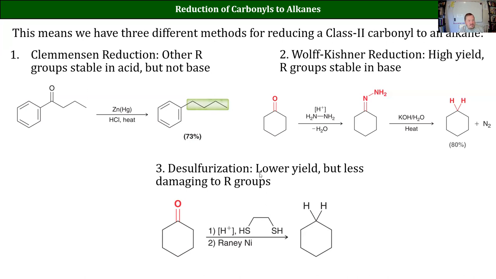If we have this other process called desulfurization, it doesn't have the same yield, but we're doing this under acidic conditions, and acidic conditions are usually less dangerous to your other functional groups that might be around. So if we have a functional group that will react with a base, maybe a haloalkane, maybe there's a chloride attached somewhere over here and we'd want that chloride to stay on there. Well, we can't expose it to base, because that base, that hydroxide, is going to attack and act as a nucleophile, and you'll get an SN2 reaction happening. However, if we do it under acidic conditions, we don't wind up with that other functional group reacting.